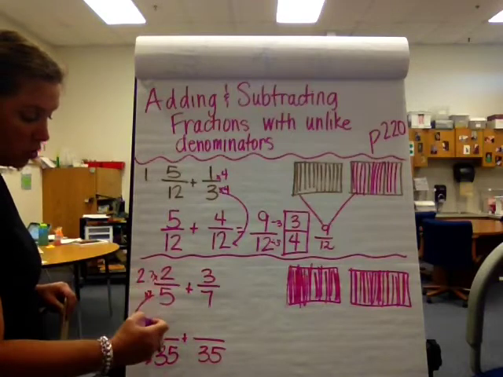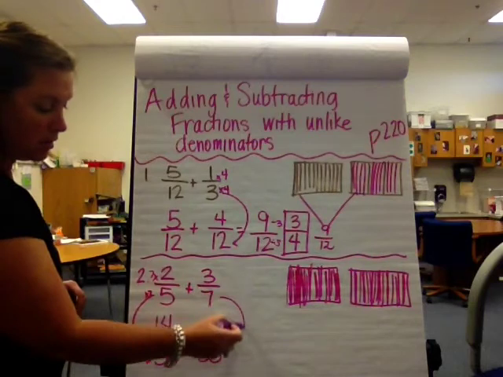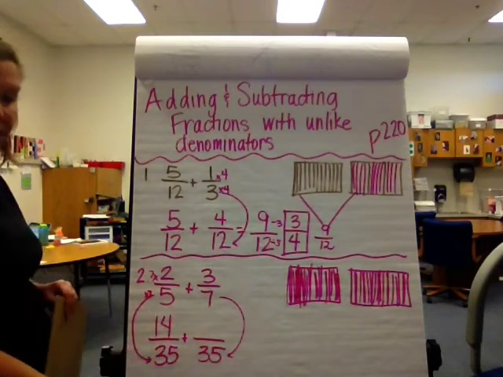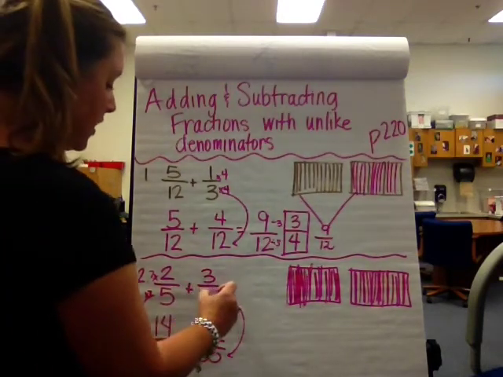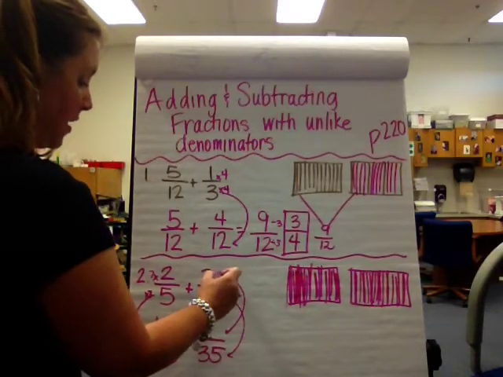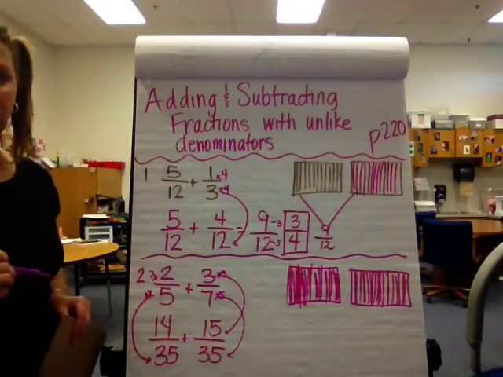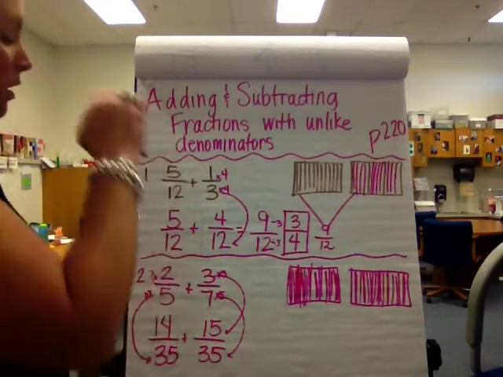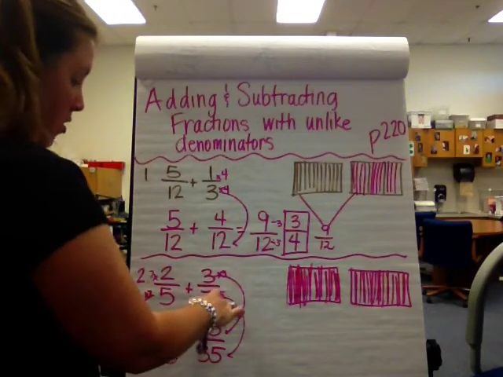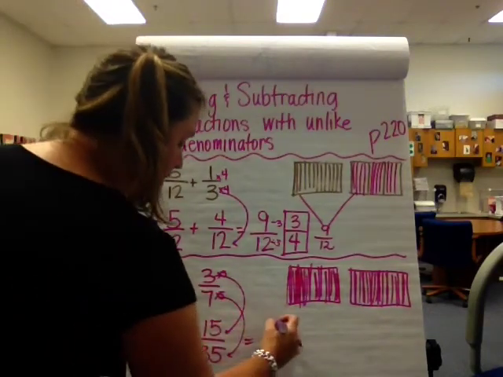So 7 times 2 is 14. What did I go from 7 to 35? Multiplied times 5. So therefore, 3 times what is 5? So 3 times 5 is 15. Okay? Once again, whatever you do to the bottom, you must do to the top. So 3 times 5 is 15, and then I'm going to add.